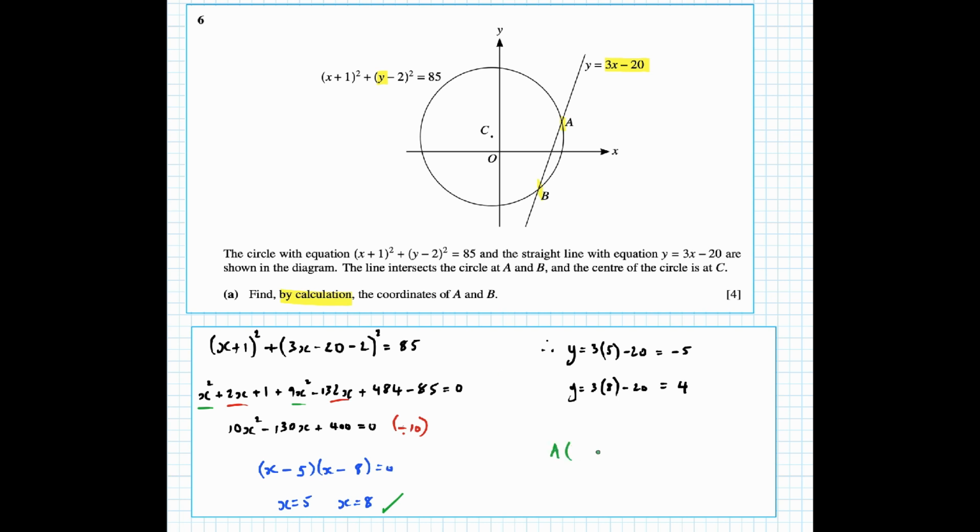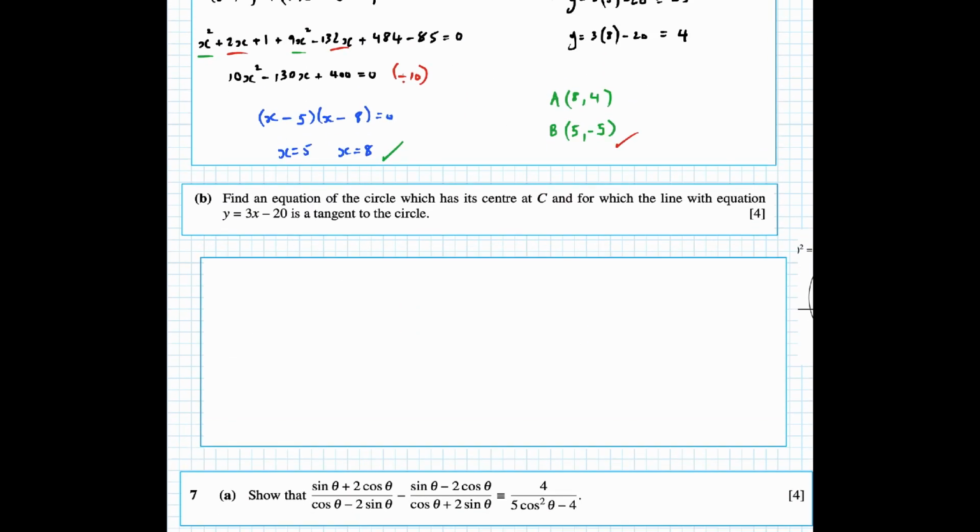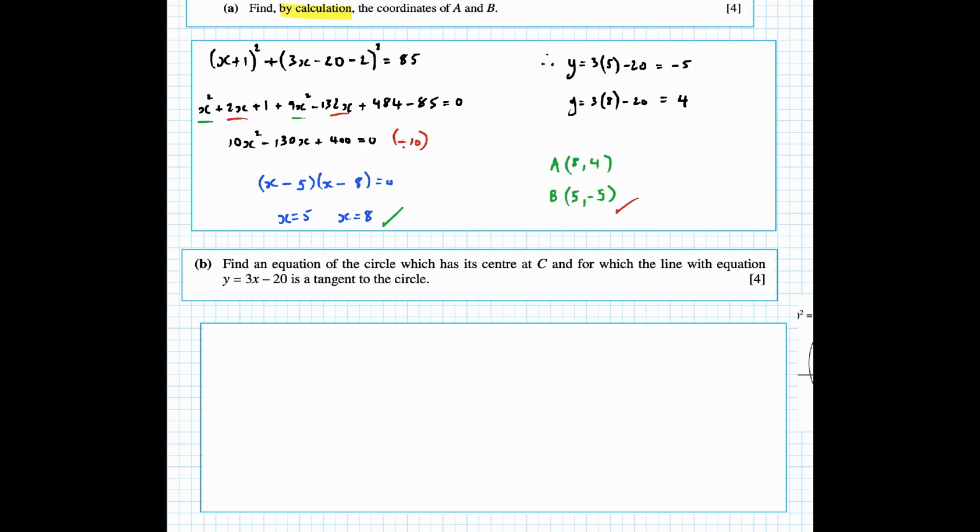And if you're still not sure, just check with your graph and think to yourself, which one, A or B, would be 8 and 4 and which one would be 5 and minus 5? It should be clear that B has a negative value, so it's 5 for x and minus 5 for y. And always write your values at the end as well. So you've calculated it as it's stated. You've done it by calculation.